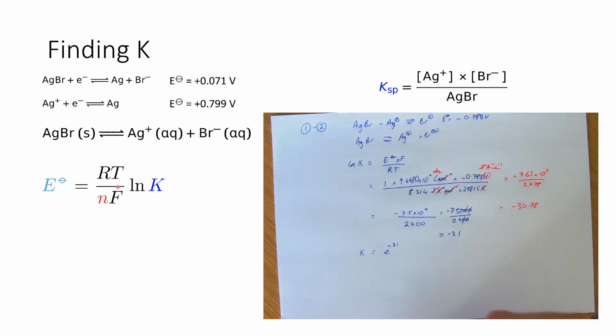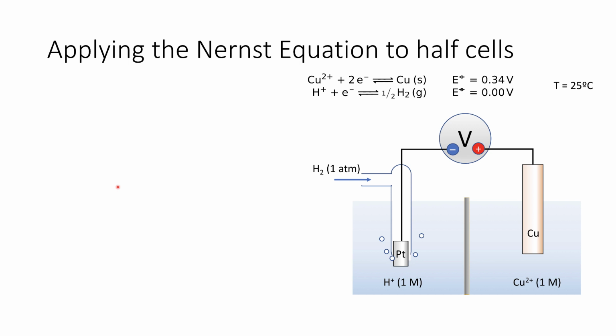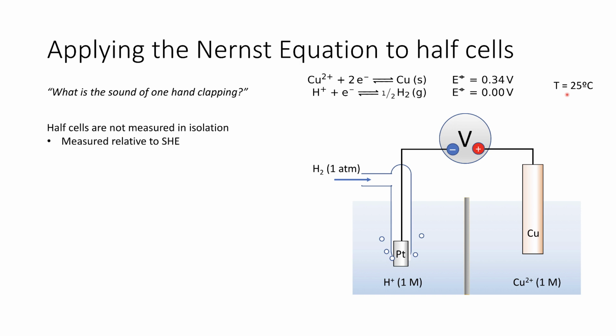But what happens if we apply the Nernst equation to half cells? So once again, let's revisit the copper hydrogen cell. We spoke a little bit about what's the sound of one hand clapping. Remember, we can't measure these things in isolation. So every half cell is measured relative to that standard hydrogen electrode. But what does the standard electrode potential actually mean for a half cell? What meaning do we ascribe it?